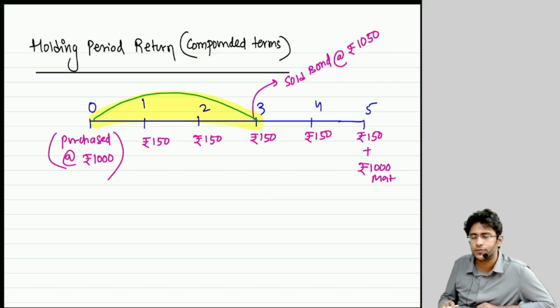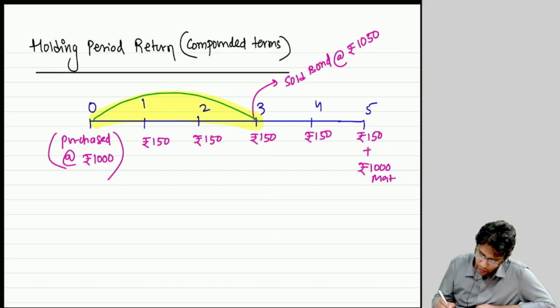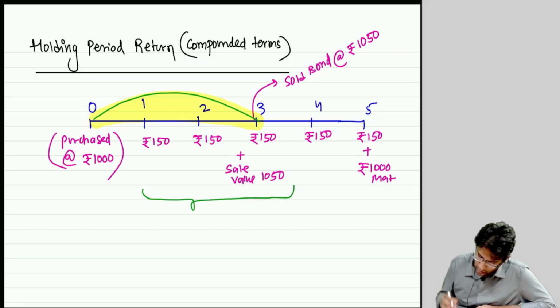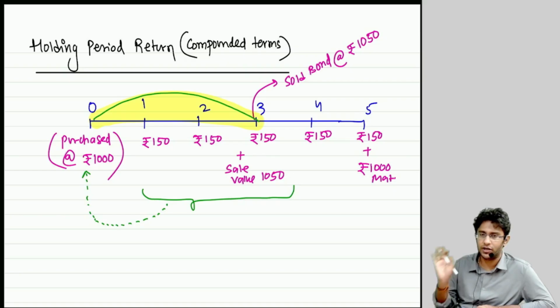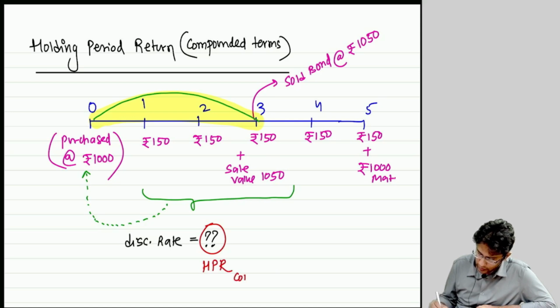I want compounded terms. How will you work out compounded terms? Simple, IRR. So means what, sir? You should now fetch me one discounting rate. What is the sale value given? 1050. So you should fetch me a discounting rate which will equate the present value of all this to initial investment. So if you get me that rate, this rate is your holding period return, compounded terms.